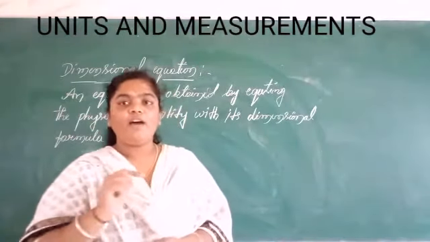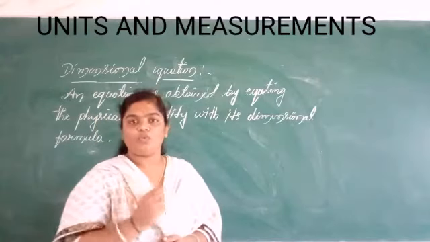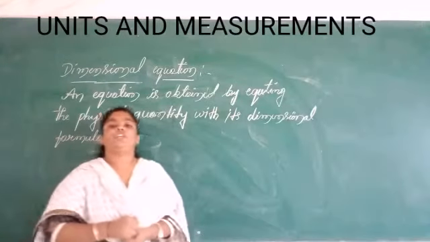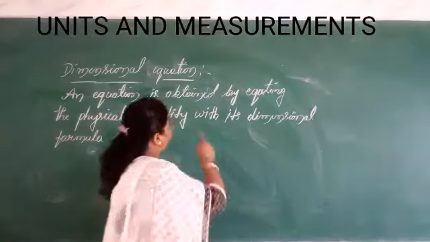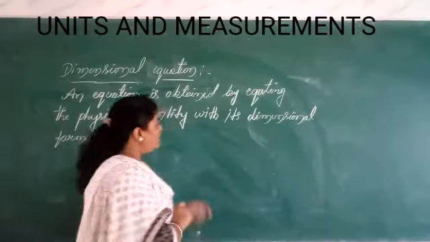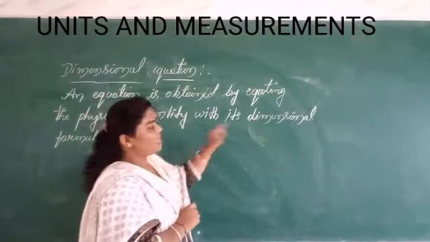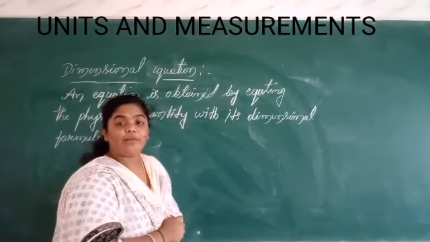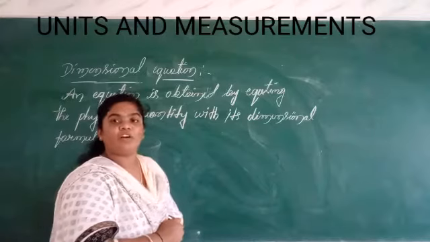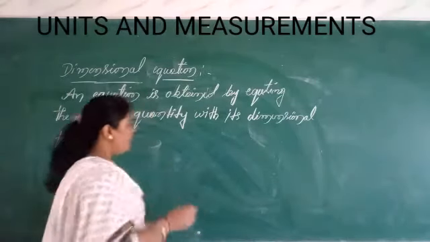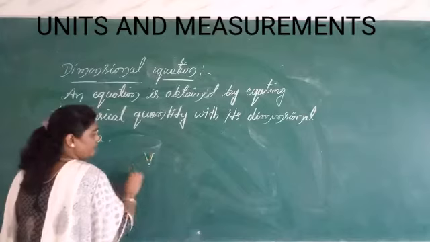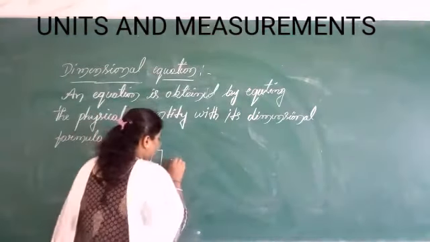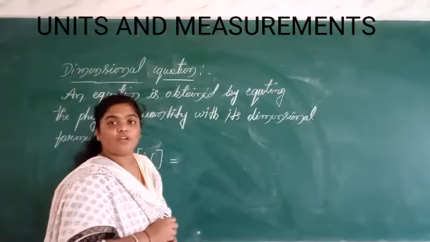If we write the physical quantity along with its dimensional formula in an equation form, we call it a dimensional equation. So dimensional equation is obtained by equating the physical quantity with its dimensional formula. Now see, we have already noted the dimensional formula for the physical quantity velocity. So I represent velocity as v, and write it equal to the square bracket, that is equating to its dimensional formula.